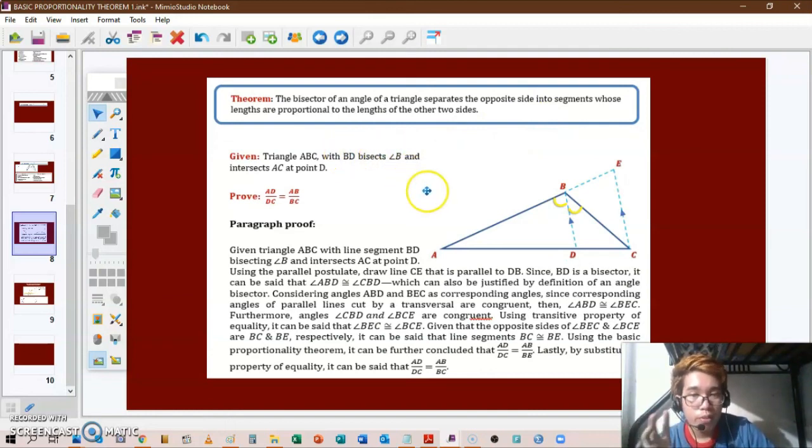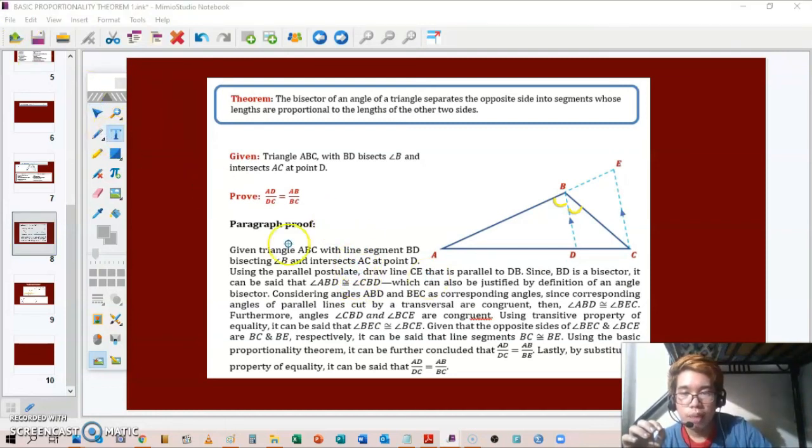We have here a paragraph proof. We constructed a paragraph proof and proved that AD over DC is equal to AB over BC. Given triangle ABC with line segment BD bisecting angle B and intersecting AC at point D, using the parallel postulate, draw line CE. We made a construction for that, and we also used the transitive property of equality to prove a certain statement. And from there, by using the substitution property of equality, we can say that AD over DC is equal to AB over BC.